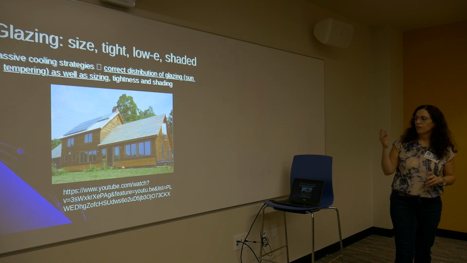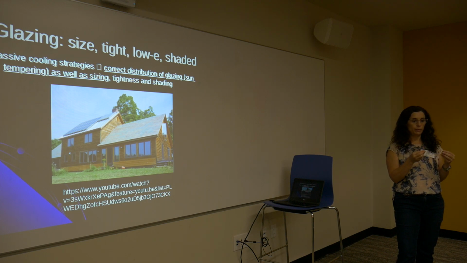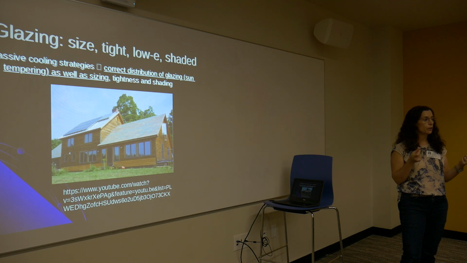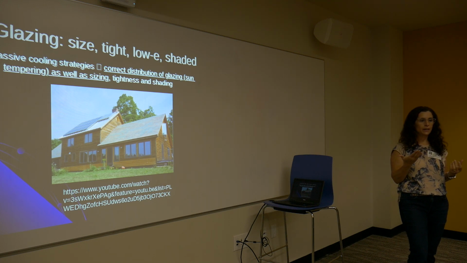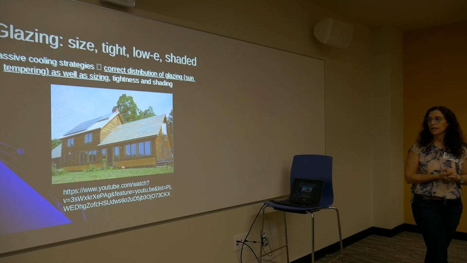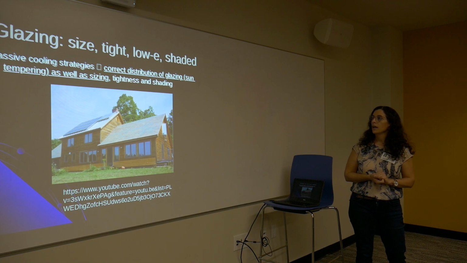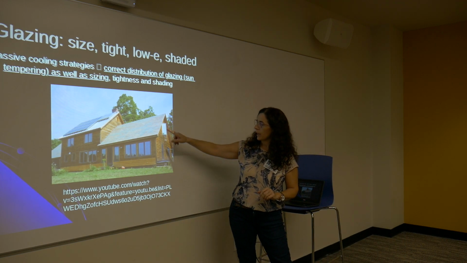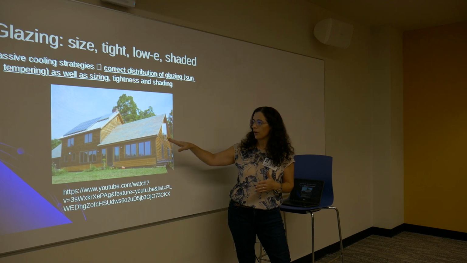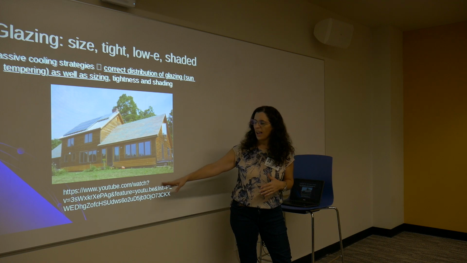The tightness of those windows is also very important. So we have to get very good windows with double glazing here in Austin. You also need a low-E type of window. And also the shading, as I was telling you, this doesn't have a lot of projection on the windows, but I have a little bit here.